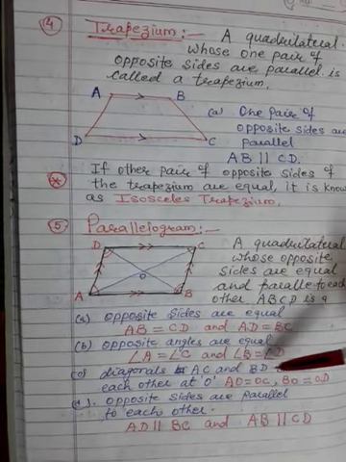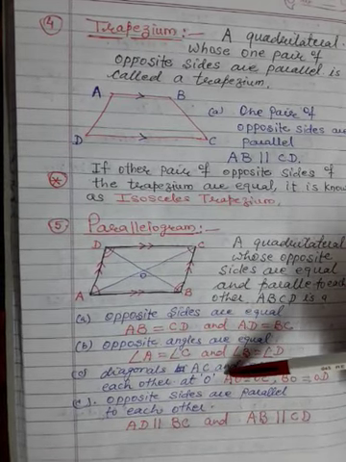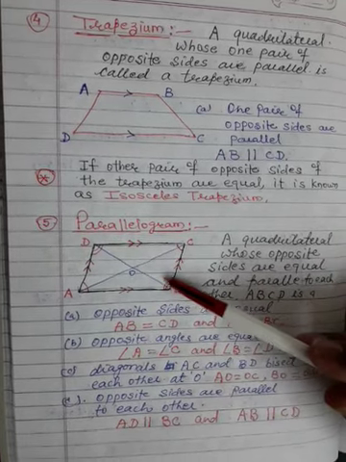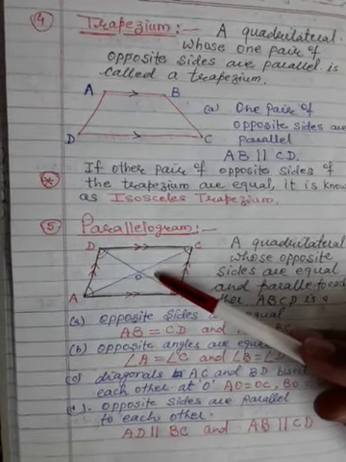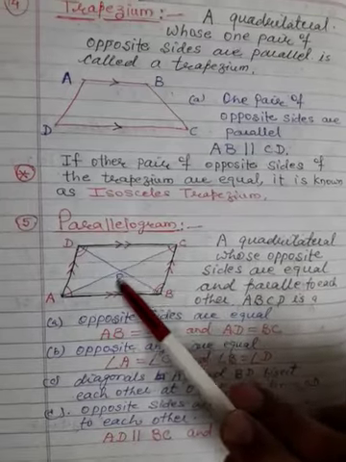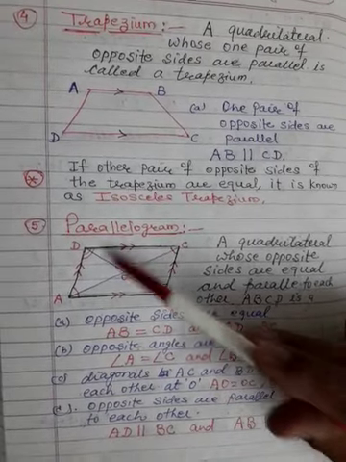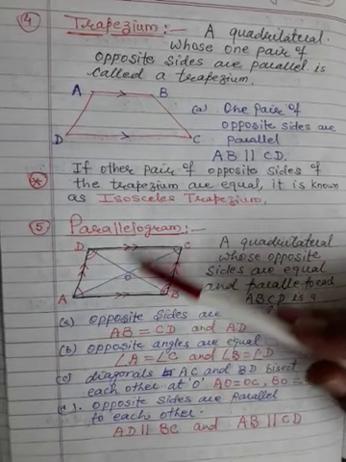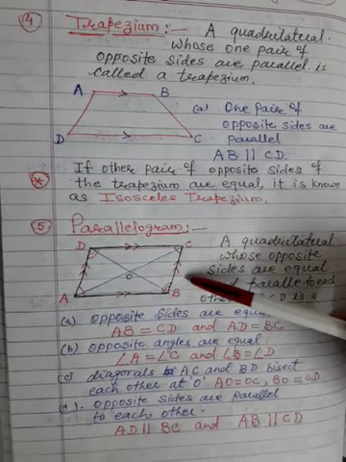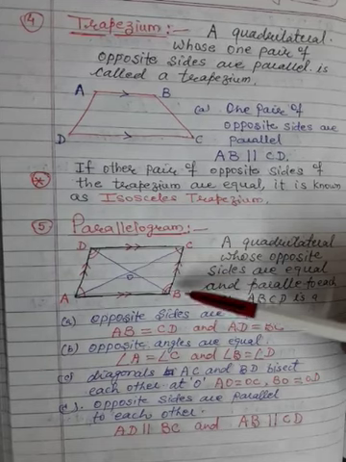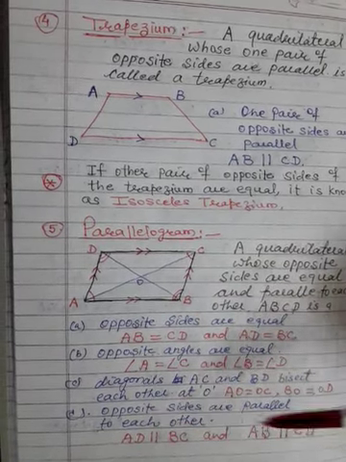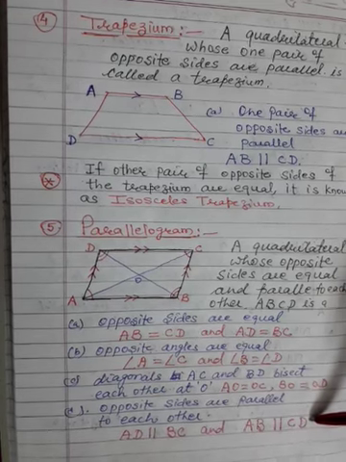Diagonals AC and BD bisect each other at O. So AO is equal to OC and BO is equal to OD. Opposite sides are parallel to each other, which means BC is parallel to AD and AB is parallel to CD.